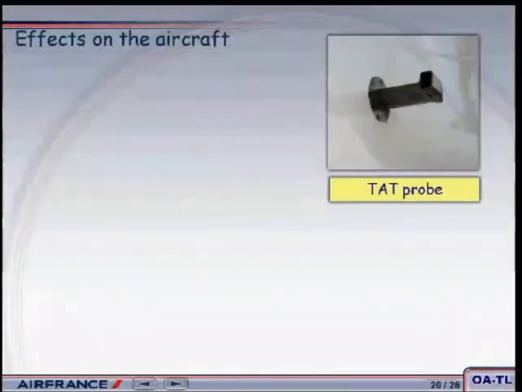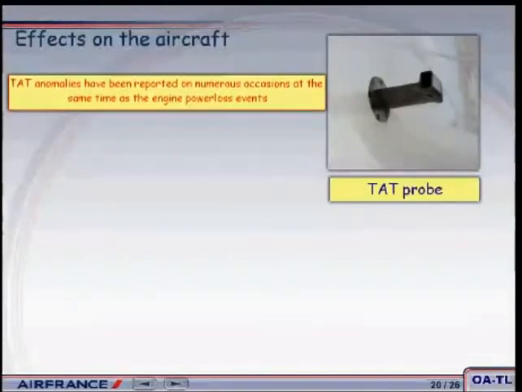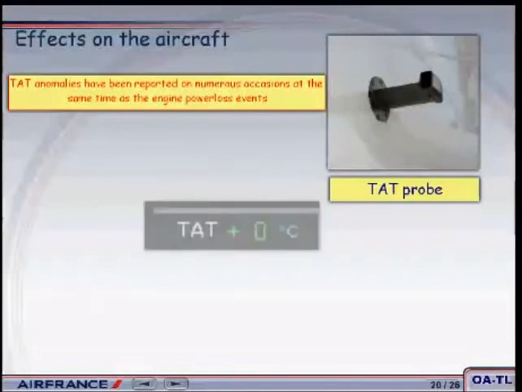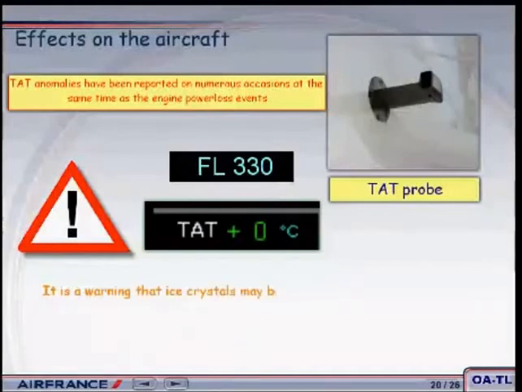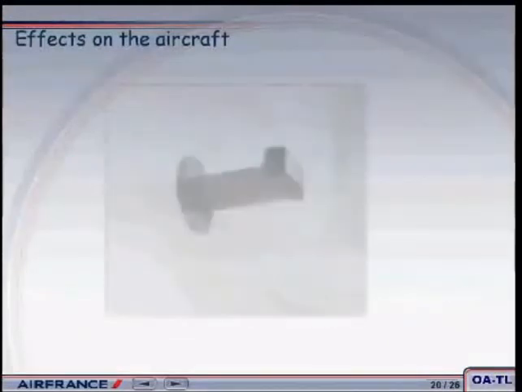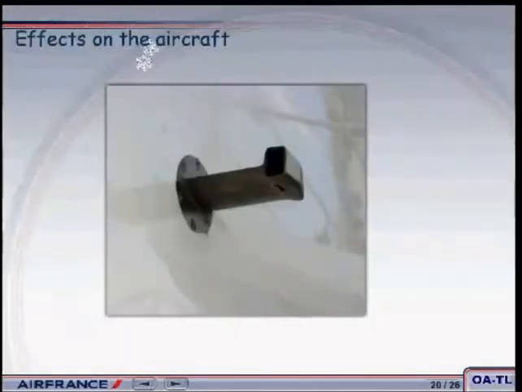Now about the TAT probe. As discussed earlier, TAT anomalies have been reported on numerous occasions at the same time as the engine power loss events. It is now known that TAT anomalies occur in high concentrations of ice crystals. A TAT indication near 0 degrees Celsius during cruise is a warning that ice crystals may be present in high concentrations. The ice formation mechanism which causes TAT anomaly is similar to that which causes engine power loss. The ice crystals melt in contact with the heated TAT probe, producing liquid water and ice in contact with the sense element, resulting in a reading near 0 Celsius.